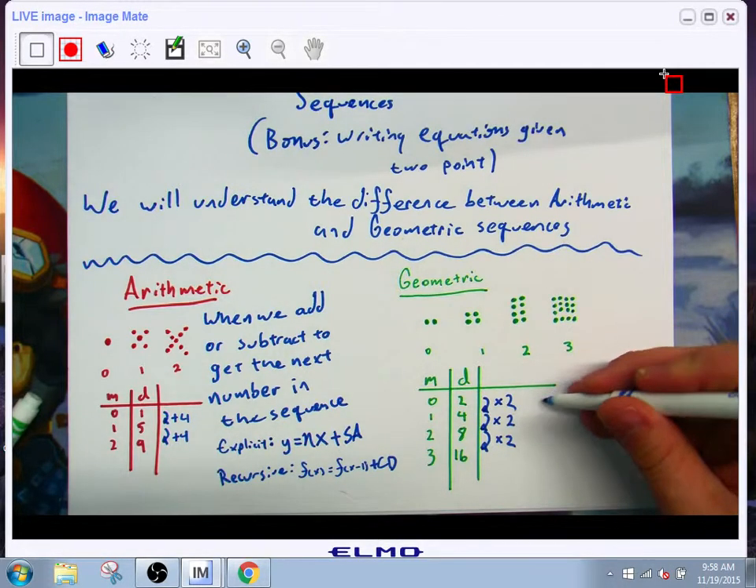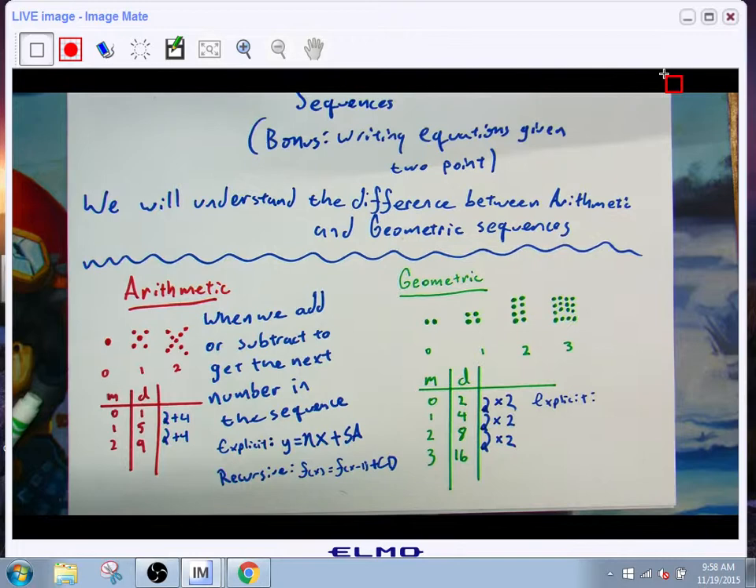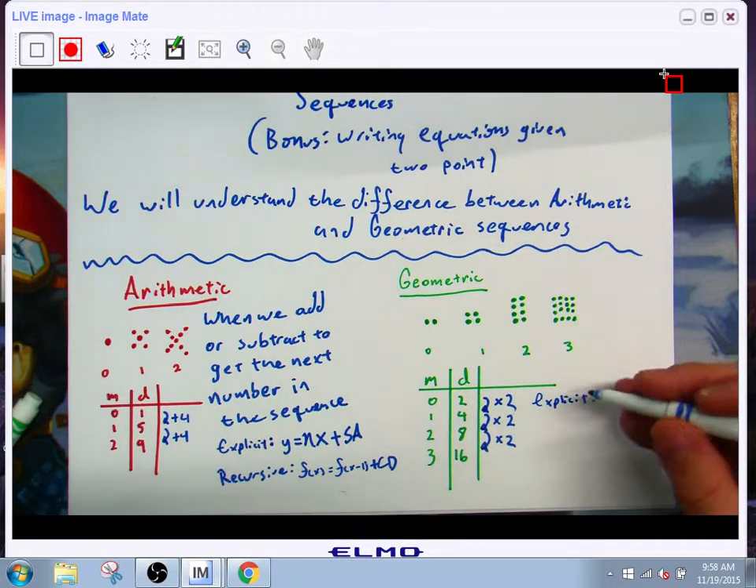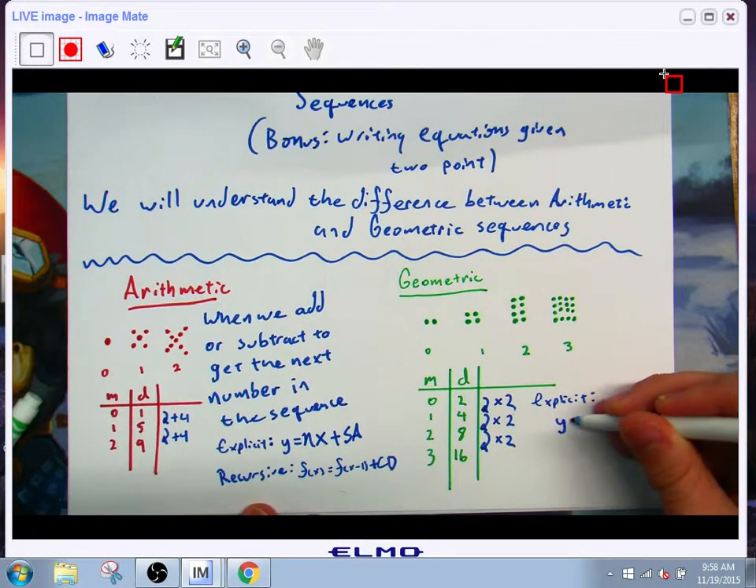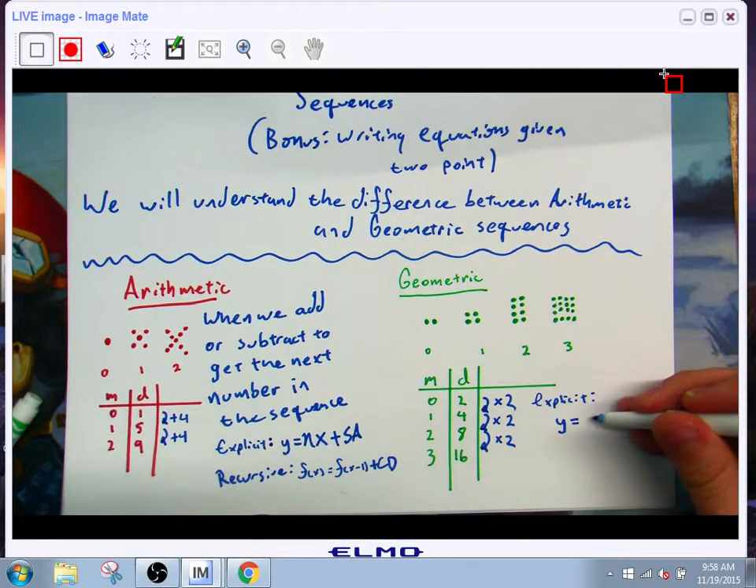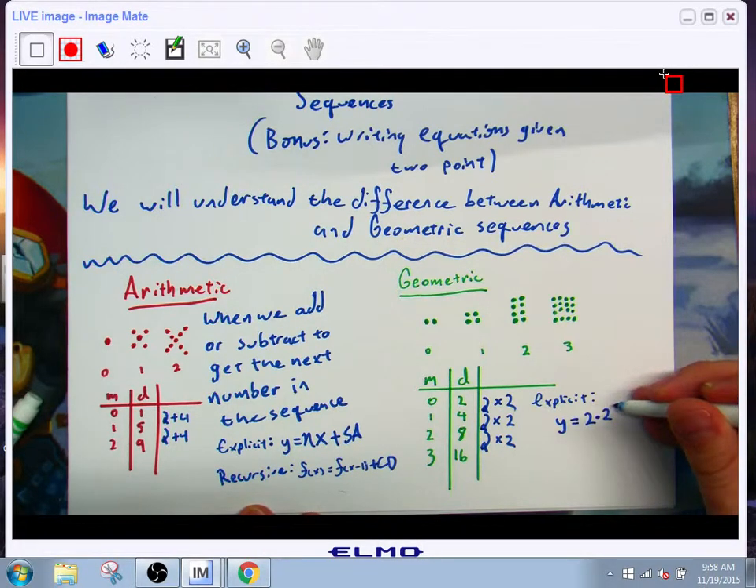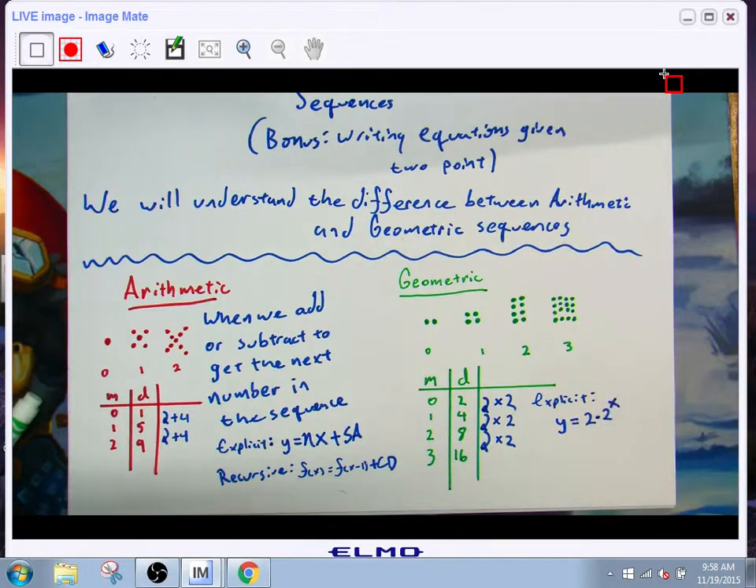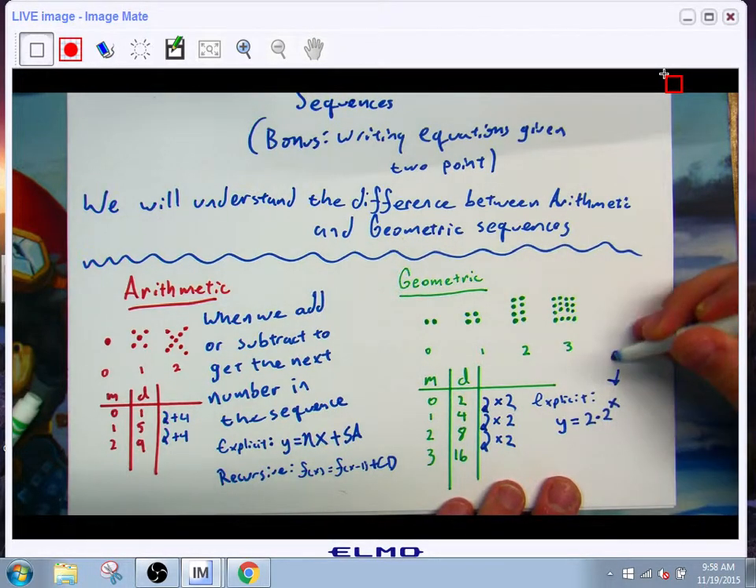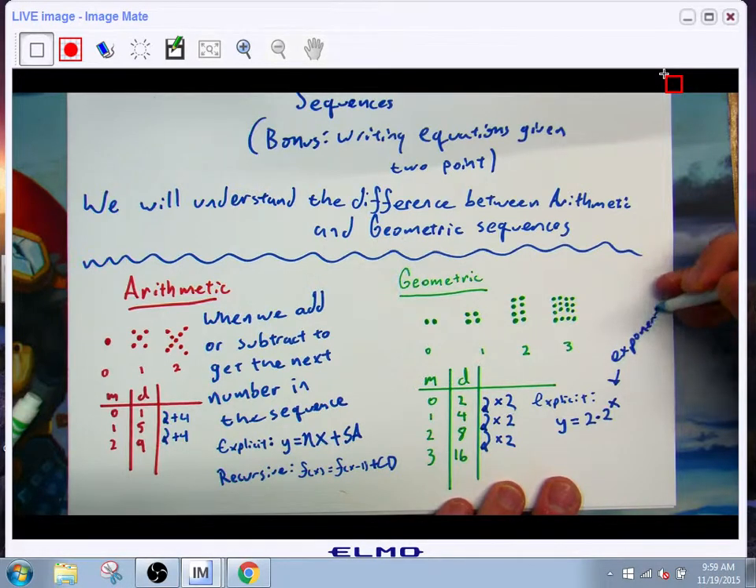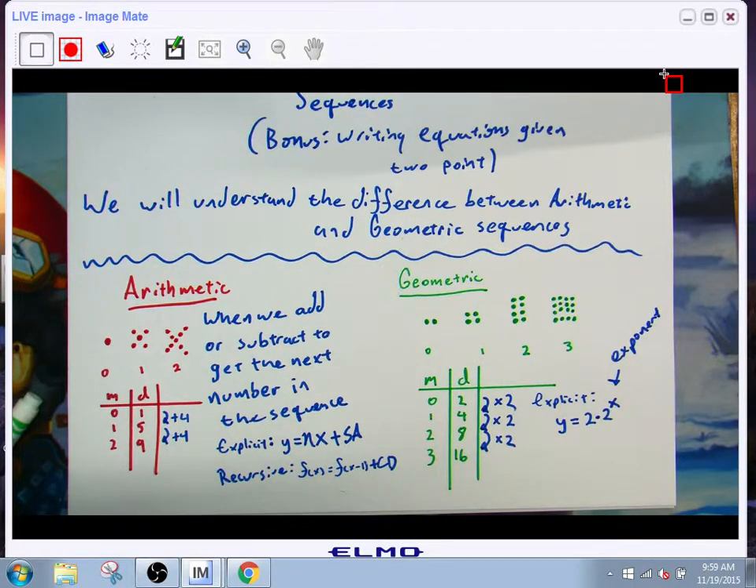So what happens here is our explicit functions, the way we write it explicitly, it's going to look a little bit different. It's going to look like this: y equals our starting amount times our rate raised to the x power. The explicit will have an exponent in it, because we're multiplying by a lot of 2's in this case.